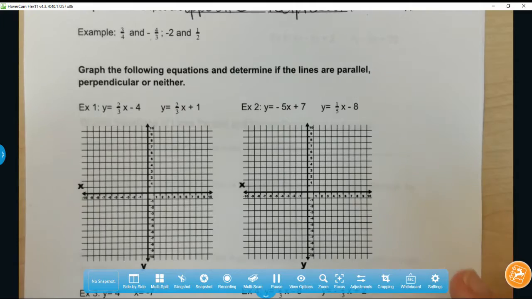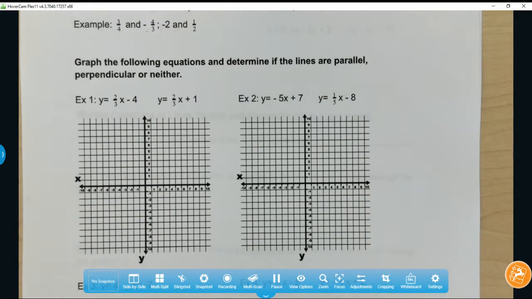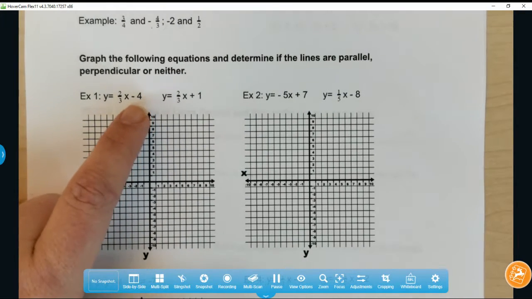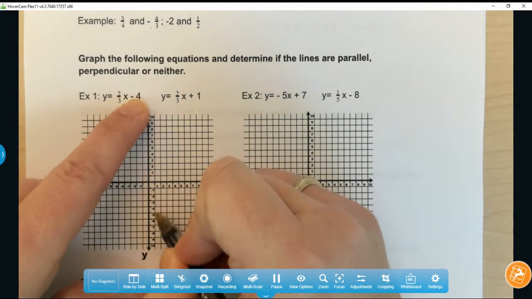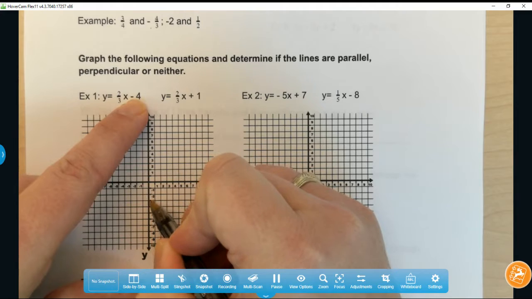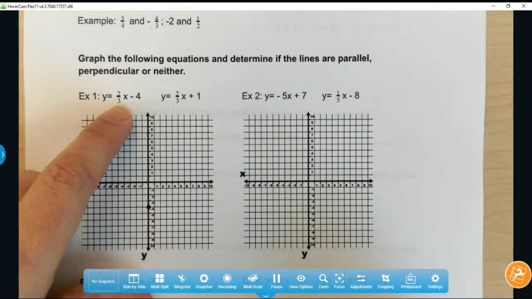Graph the following equations and determine if the lines are parallel, perpendicular, or neither. So these are set up nicely. They're all in y equals format, so that's nice. So let's just start with that very first line. If I'm graphing this line, I'm going to start with my y-intercept, which is -4. So I'll go down to -4, put a point. And then my slope is 2/3.